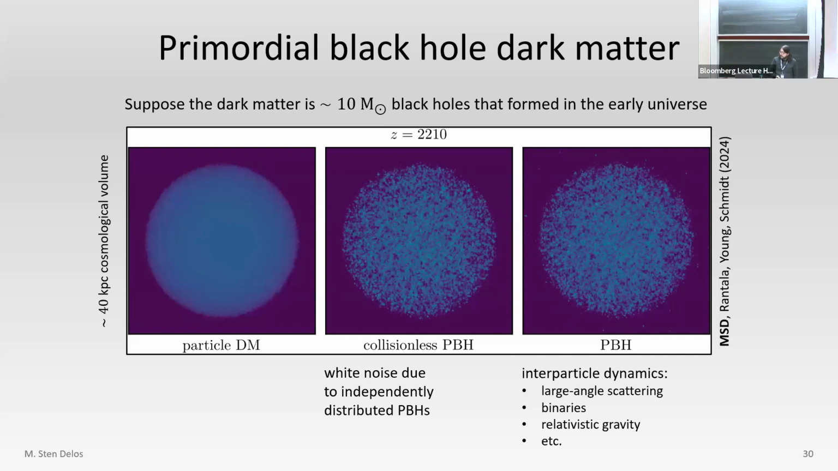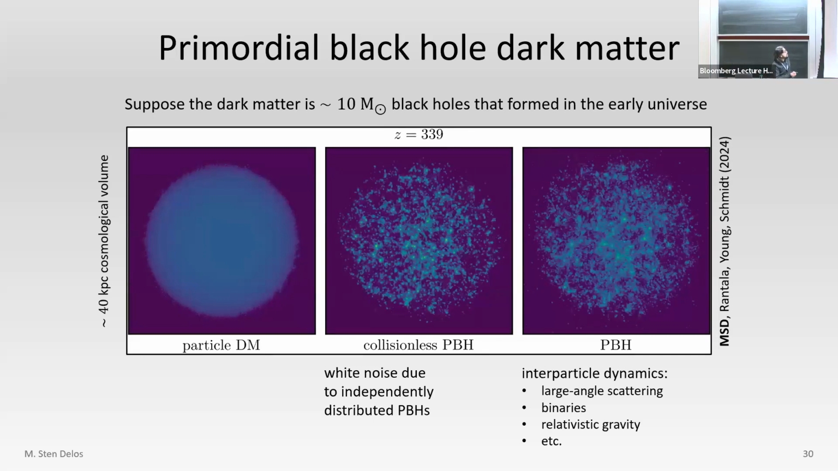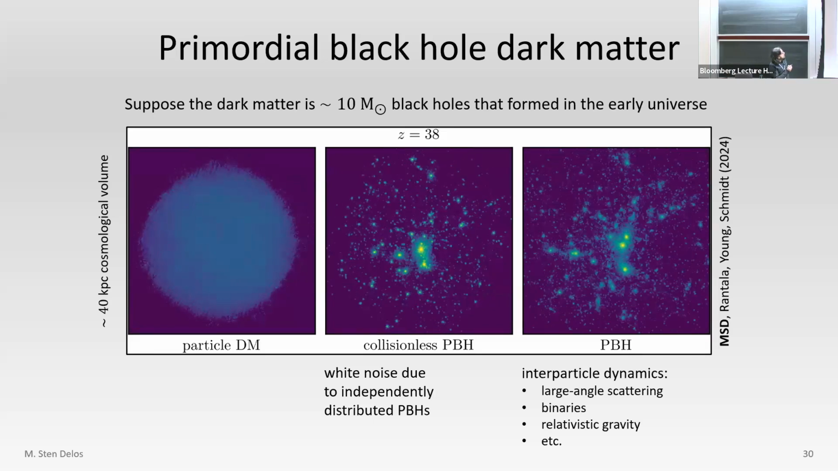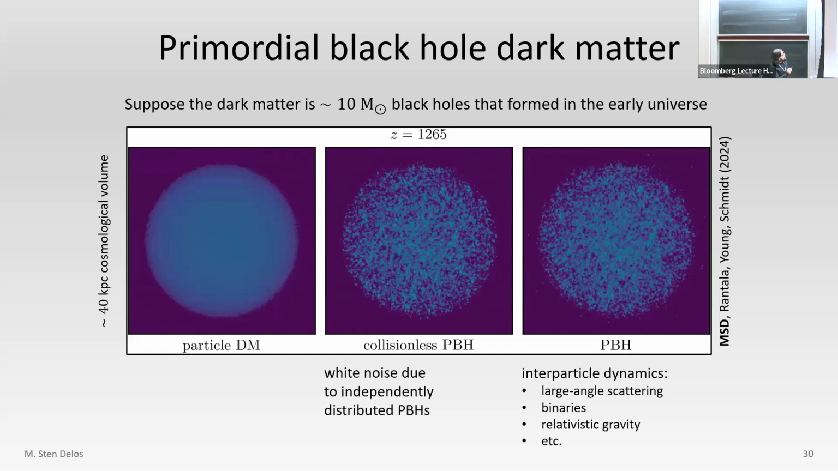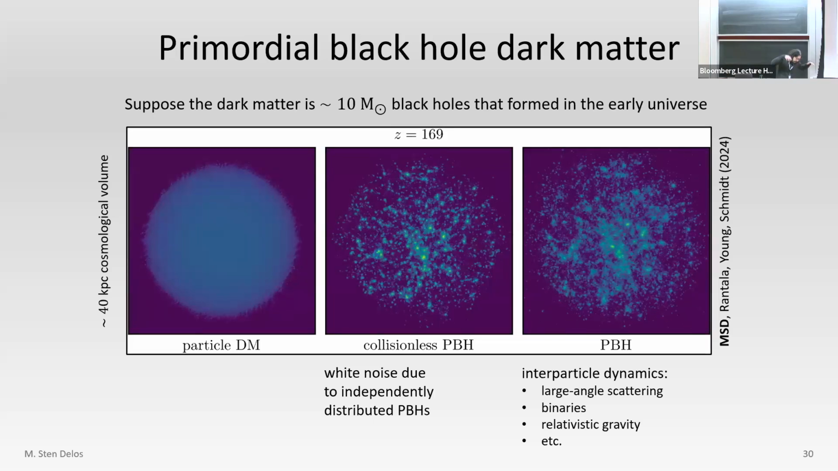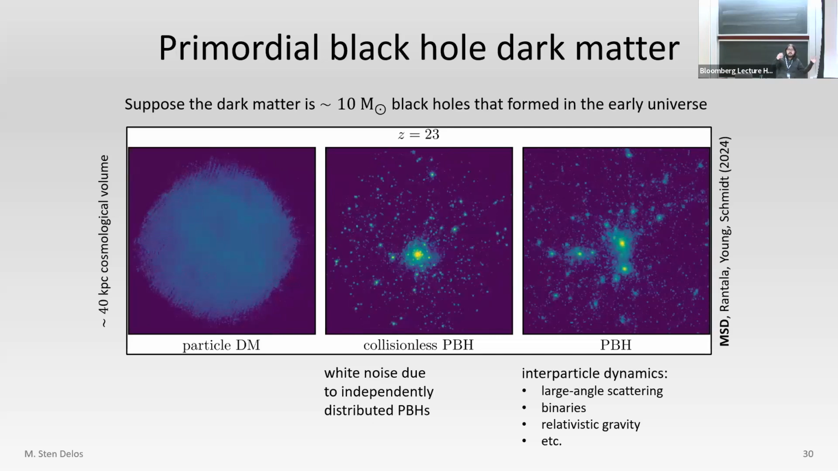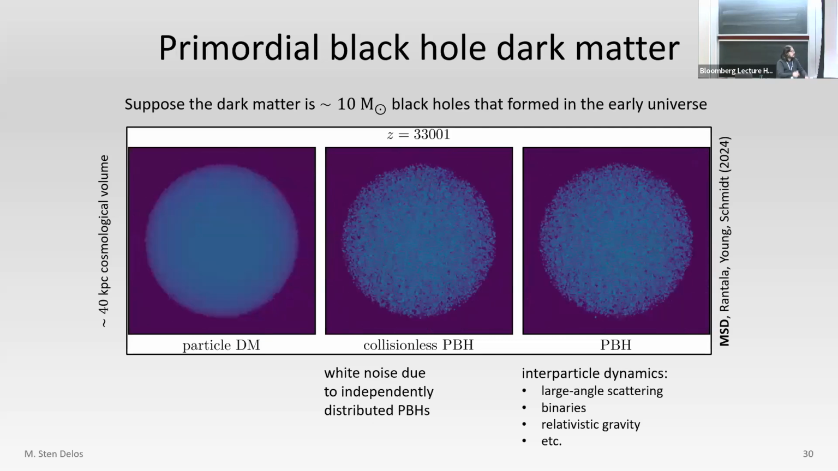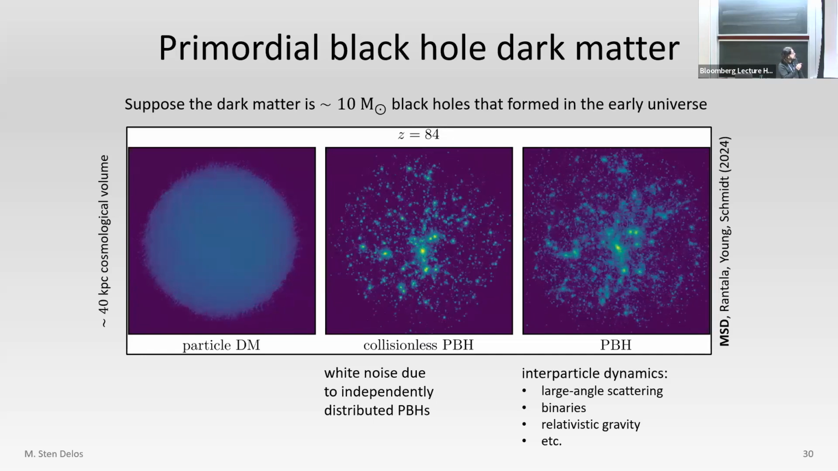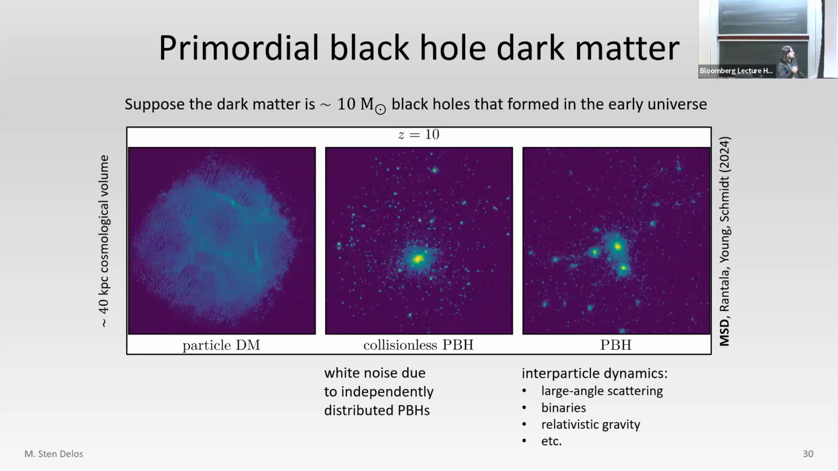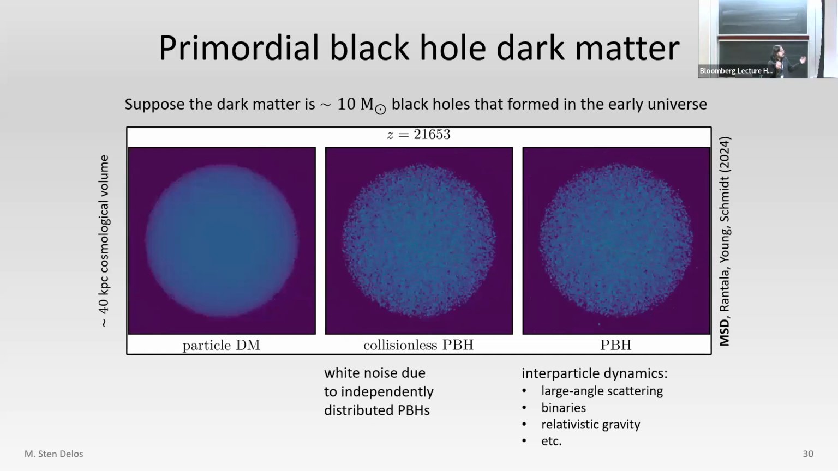So let's consider some scenario where the dark matter is around 10 solar mass black holes that formed in the early universe. Here, just for comparison, is a particle dark matter simulation, and then we have primordial black holes. We have early structure formation because the black holes are independently distributed in the initial conditions, and so you can randomly have regions that have more black holes than others. But now, here, we account for all the really short-range dynamics. This is just a standard cosmological simulation, the collisionless one. And now we're accounting for all the short-range dynamics, so things like large angle scattering, binary formation, and even relativistic gravity.